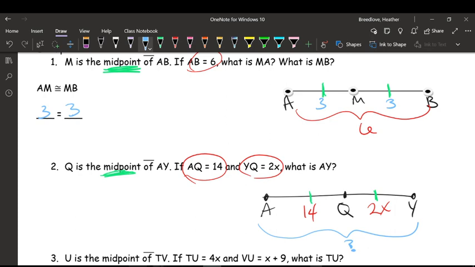Because they're congruent, I know that it's the same as the other one, so I know it's 14 if this one's 14, because they're the same. So if they're both 14, then what's the whole thing? 28. Very good. So AY is 28. So don't just assume that you know what you're solving for and, oh, I see an x and you solve for x. No. That question didn't ask about x at all.